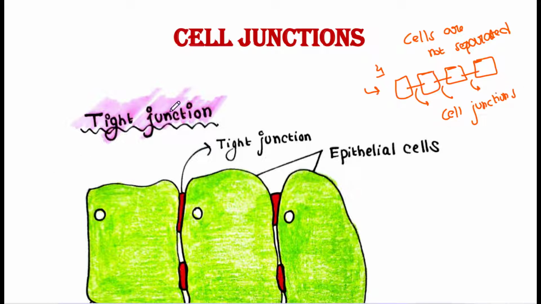So usually we can see 4 types of cell junctions: tight junctions, adherens junctions, gap junctions and hemidesmosome. So we will talk about them one by one.